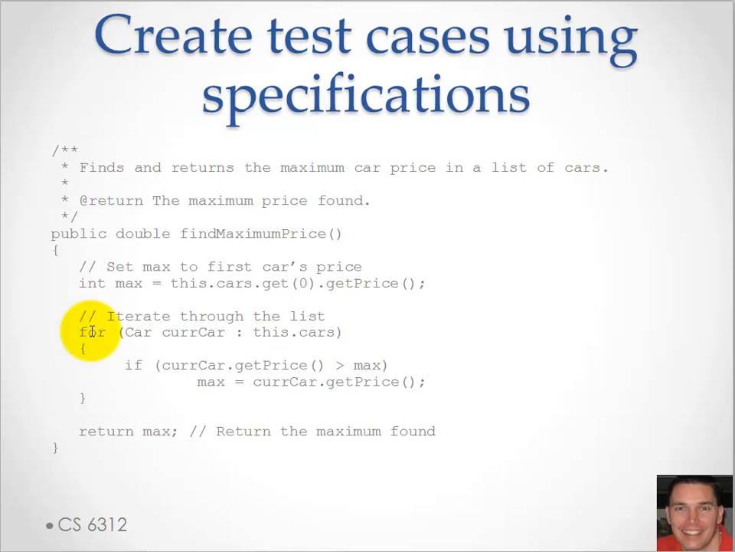So as I come back here, we typically write test cases using the specifications and then using the internal knowledge that we have of our code when we're doing unit testing. Here's a method. It finds and returns the maximum car price in a list of cars. So the method is just find maximum price. So then I want to write some test cases that are going to test whether this method works correctly.